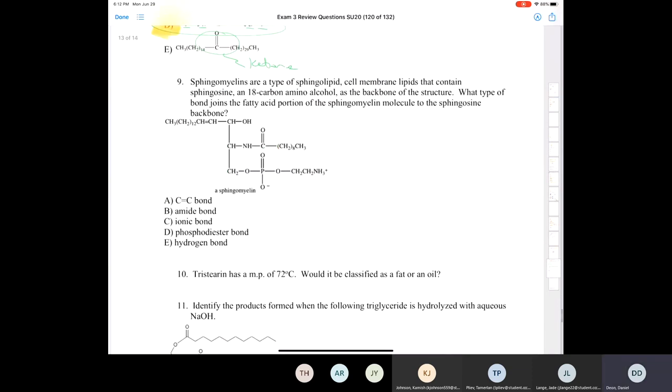Moving right along. Number 9, sphingomyelins are a type of sphingolipid, cell membrane lipids that contain sphingosine, an 18-carbon amino alcohol, as the backbone of the structure. What type of bond joins the fatty acid portion of the sphingomyelin molecule to the sphingosine backbone? There's only one part of this molecule that has a portion that could have come from a fatty acid. Who could tell me how many carbons are in that fatty acid portion? Or sorry, what type of bond joins the fatty acid portion? Not a trick question.